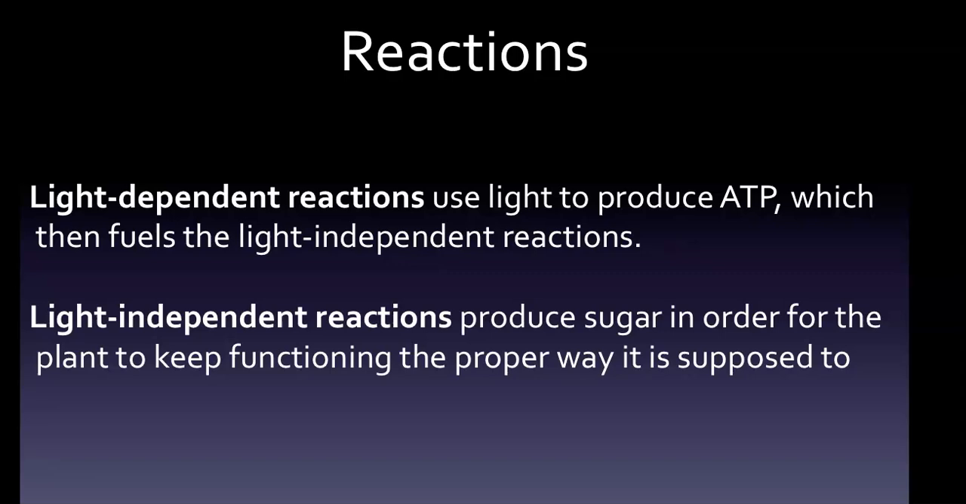Light-dependent reactions take place on the thylakoid membranes. There are 4 major protein complexes in the thylakoid membrane, which is photosystem 1, photosystem 2, ATP synthase, and cytochrome B6F complex. Together, these 4 complexes create ATP and NADPH.